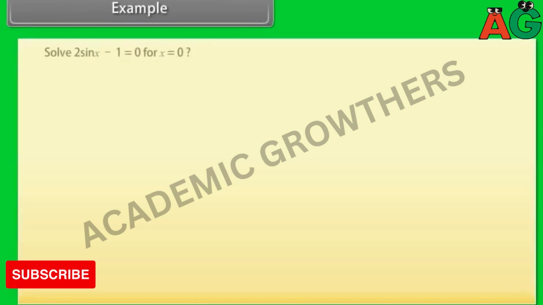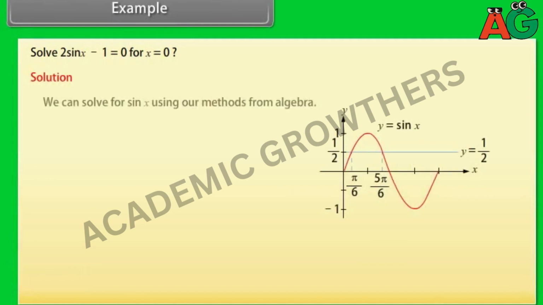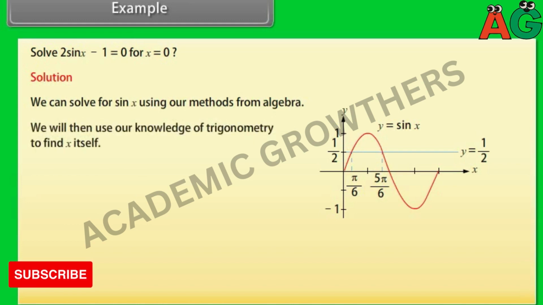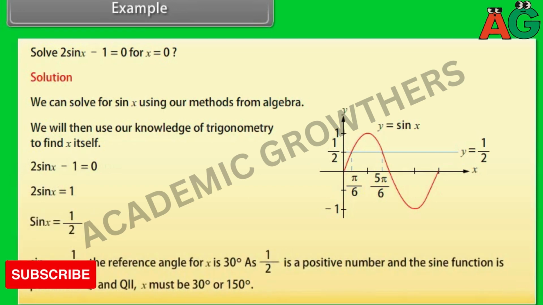Example: solve 2 sine x minus 1 is equal to 0 for x. Solution: we can solve for sine x using our methods from algebra. We will then use our knowledge of trigonometry to find x itself. 2 sine of x minus 1 is equal to 0. 2 sine of x is equal to 1. Sine of x is equal to 1 by 2.